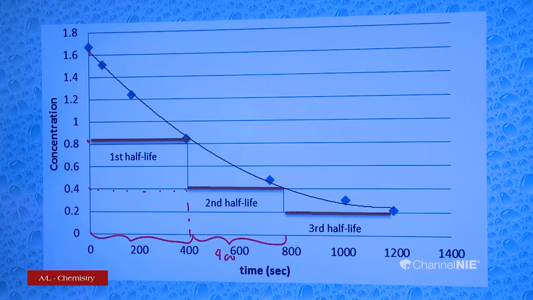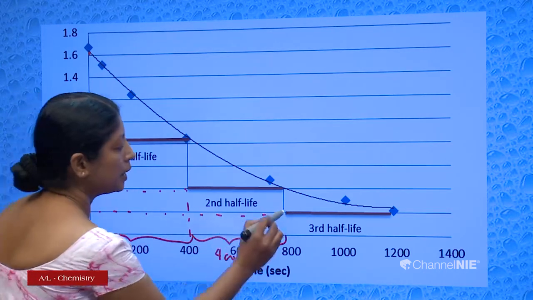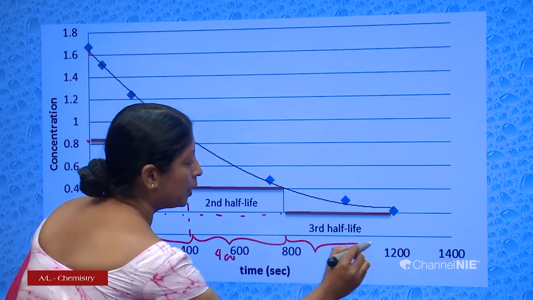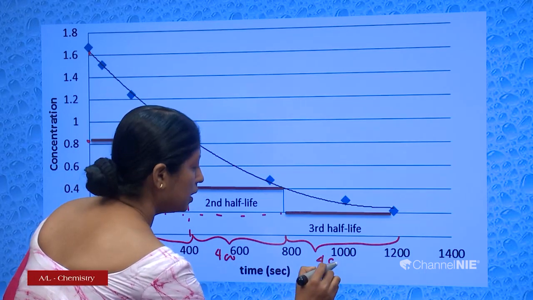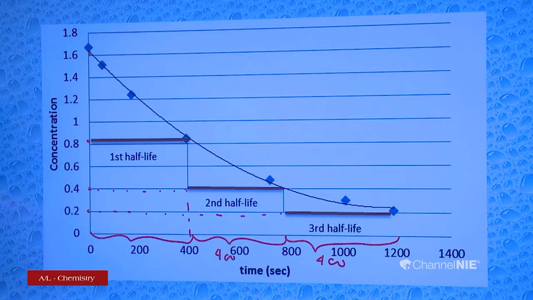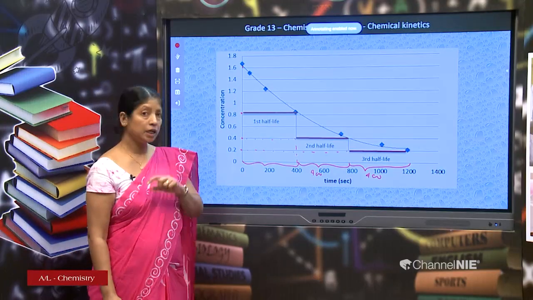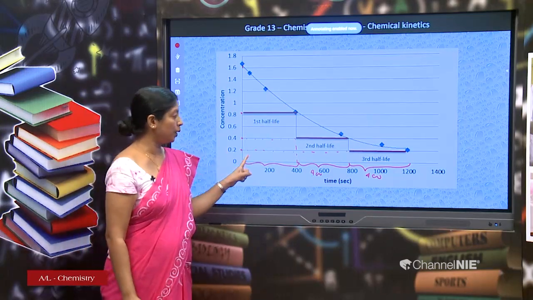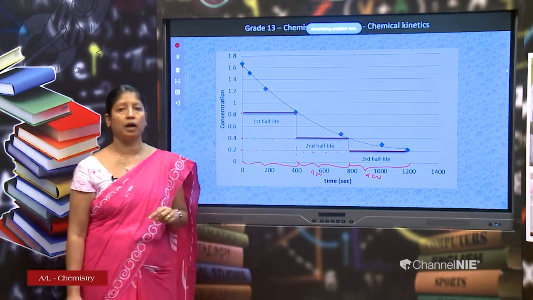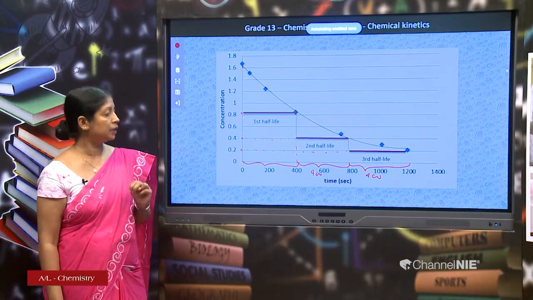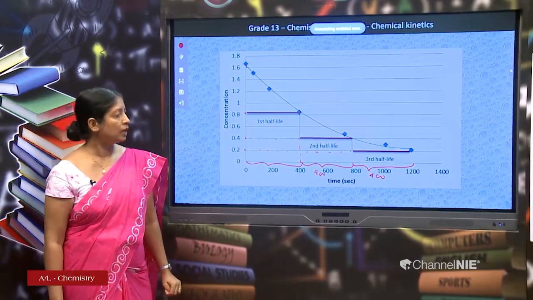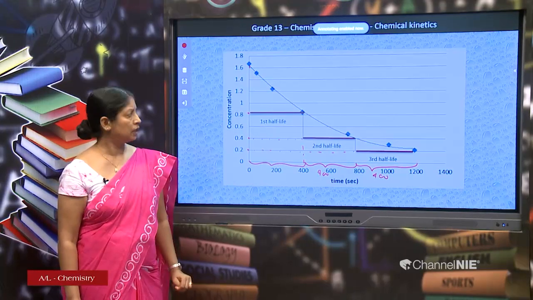Now let us say the initial concentration is 0.4. If it is 0.4, half from that means 0.2. So then the time required to reduce 0.4 into 0.2 is again 400 seconds. So then if the initial concentration is 1.6, and we need to reduce that concentration into 0.2, that means altogether we have to spend 3 half lives, then the total required time will be 1200 seconds.